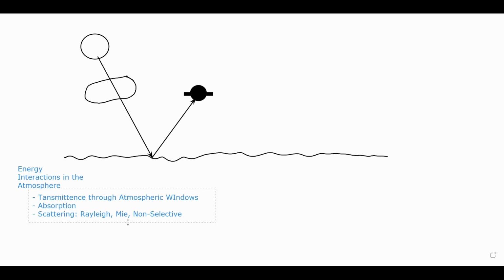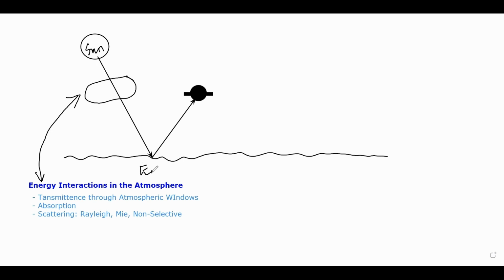So this is what we talked about yesterday, energy interactions in the atmosphere, and that is what is happening in the atmosphere. We have our sun here, and when radiation is sent from the sun, some of it will be absorbed, some of it will be scattered, and the rest of it will be transmitted, and it will eventually reach the Earth's surface.